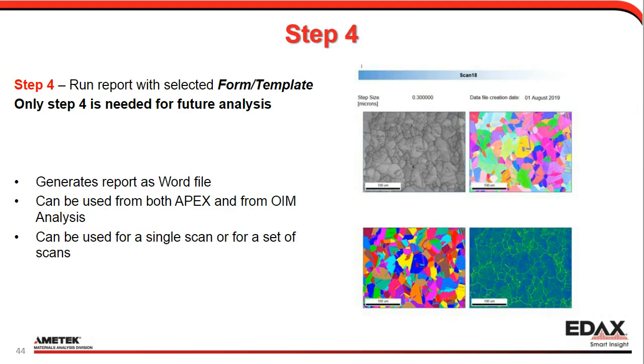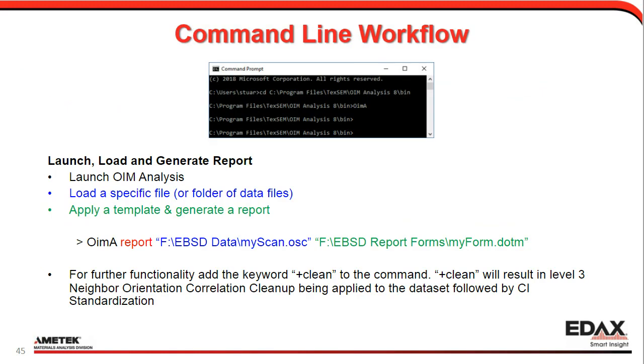So then you just use that report form, and once you have that, you really only need that once, and then you can create a Word file. And this can be used both from Apex as well as from OIM Analysis. So you can use it on a single scan, or you can apply it to a whole set of scans quickly and get a report out. You can even do this from the command line.